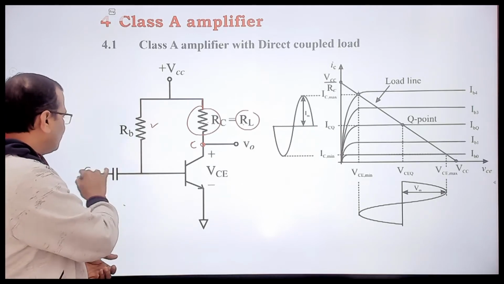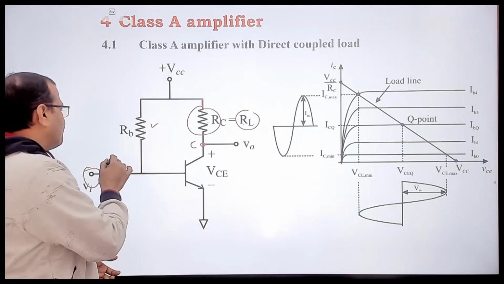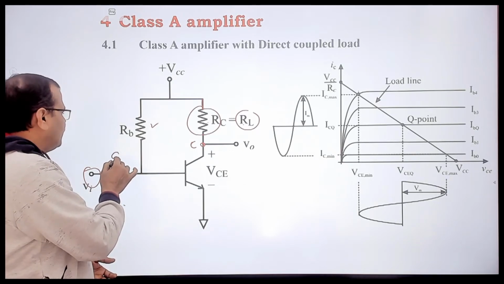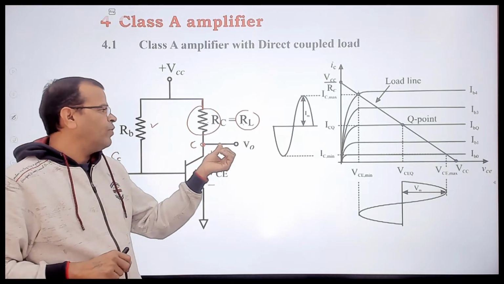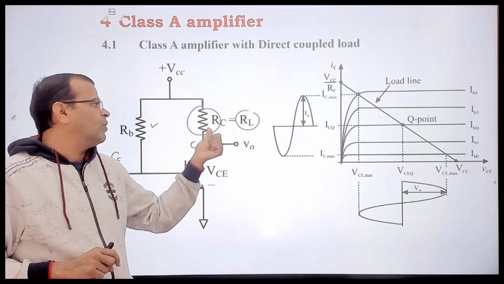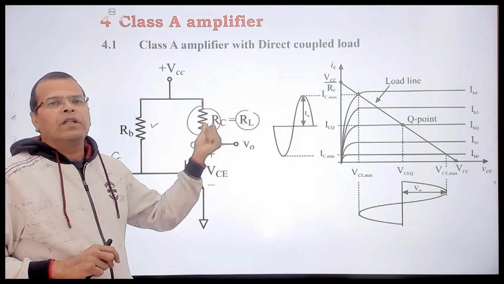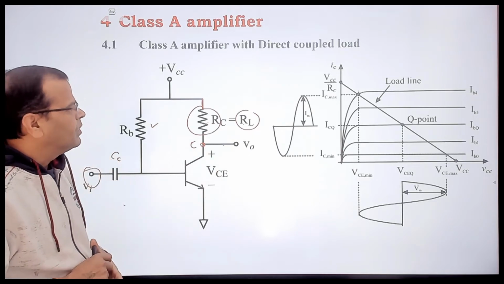We have some input voltage, which is of course AC voltage. We have the coupling capacitor here on this side. Why don't we have this capacitor on that side? Because load is directly coupled in the collector, right?